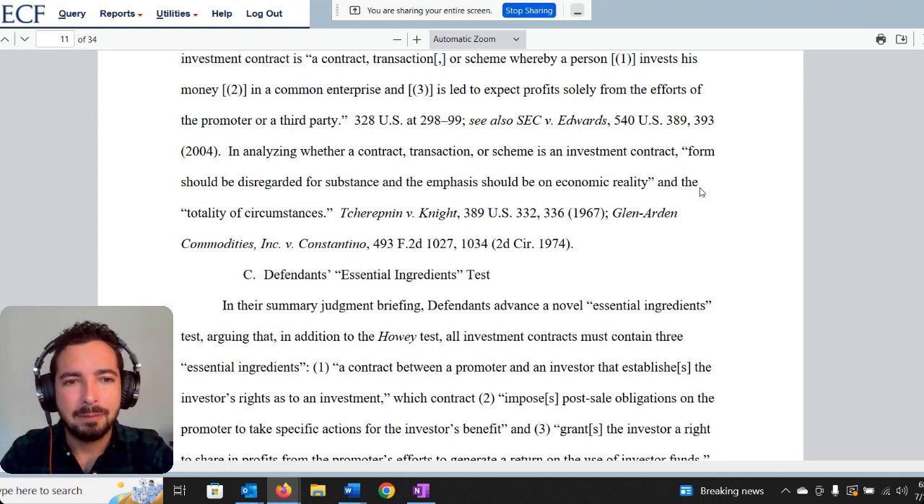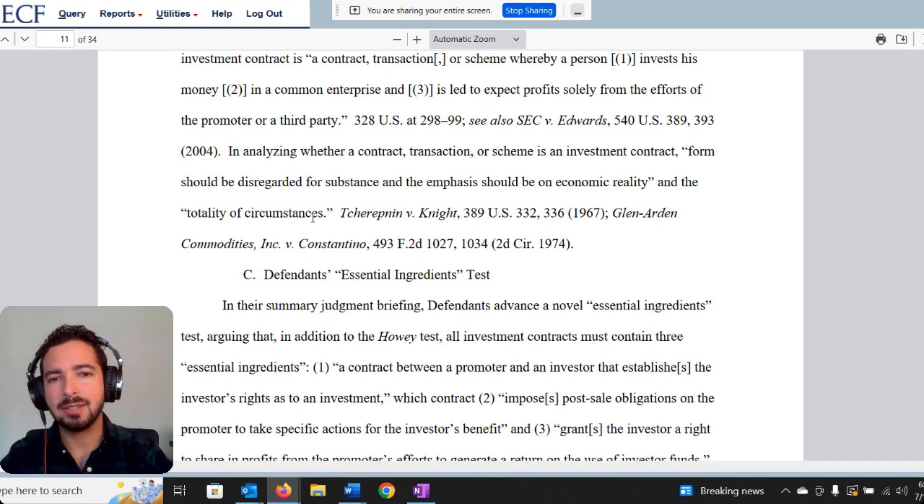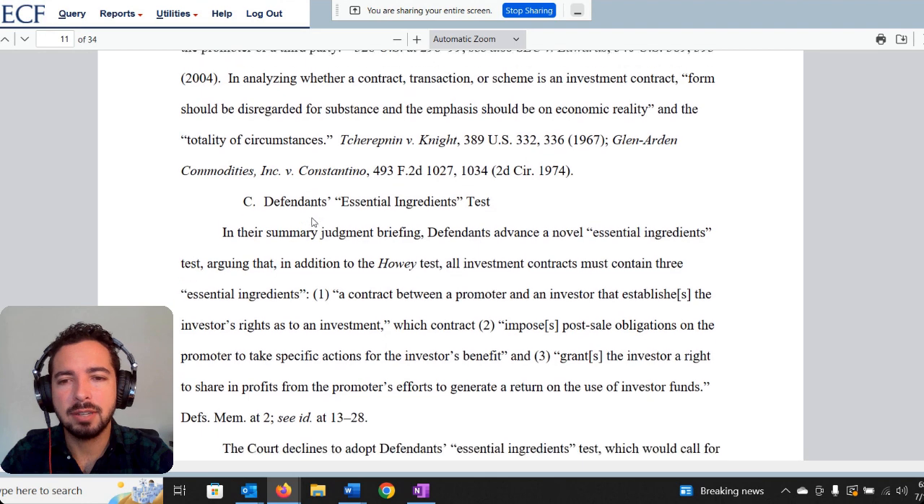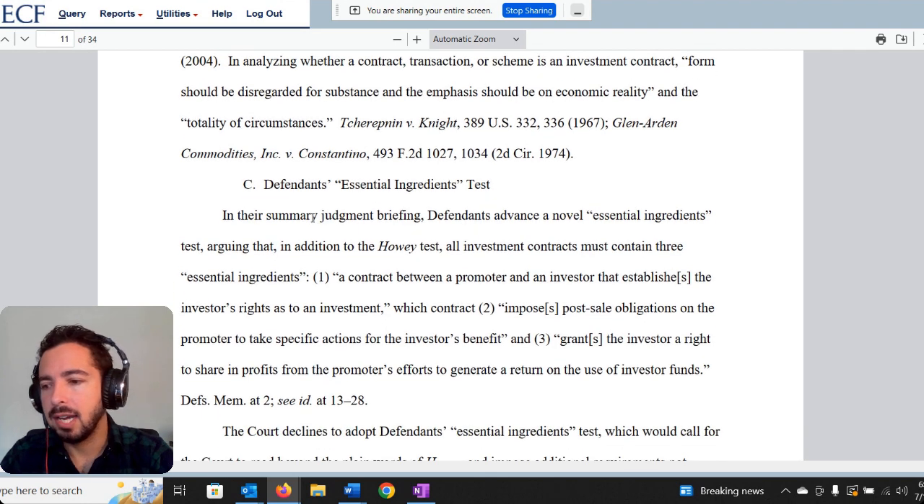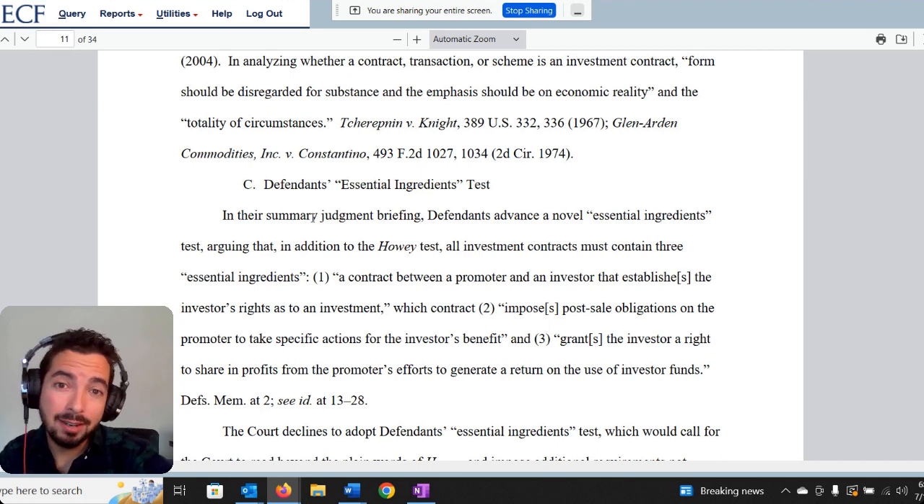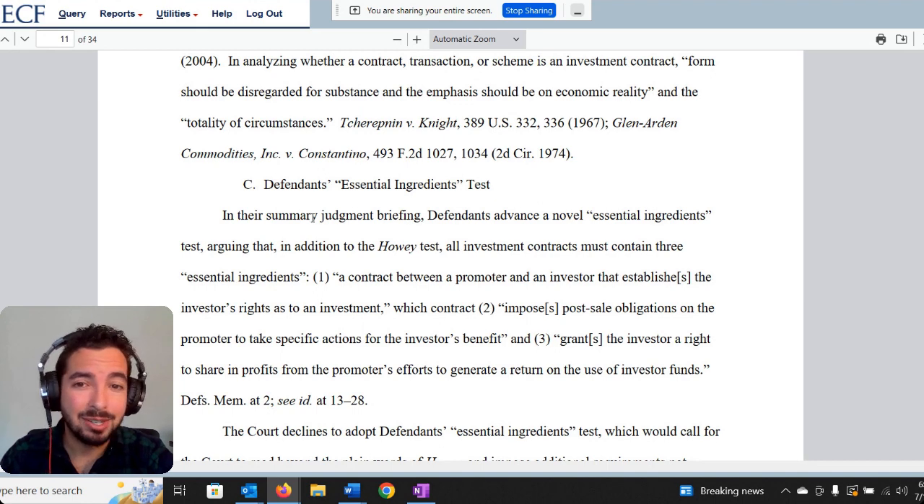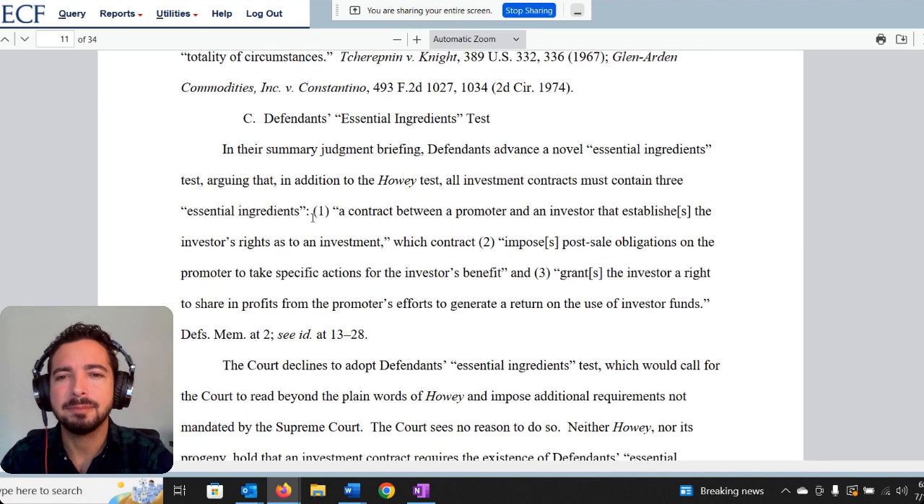So we're going to look at what it actually is as opposed to what it is called. And the emphasis should be on the economic reality and the totality of the circumstances. So we're just going to use all of the facts surrounding what this thing is to determine whether or not it is a security. So that's all that means, is that we don't care if Ripple calls it an XRP token, the court could still find that it's a security. You get what I'm saying? That's what it means. All right.